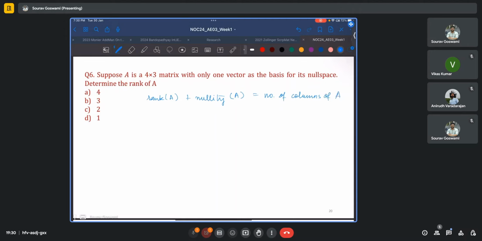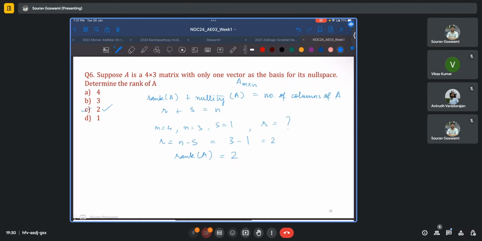Or if we use the usual notations, R plus say S for nullity shall equal N for a matrix A of dimensions M cross N. Here we are supplied with the dimensions M and N. So M is 4, N is 3. Only one vector is in the basis of the null space. So S is 1. And we are to solve for R, that is the rank. So the rank will be equal to N minus S, which is 3 minus 1, which is 2. So the rank of A in this case is 2. So option C is the correct answer.